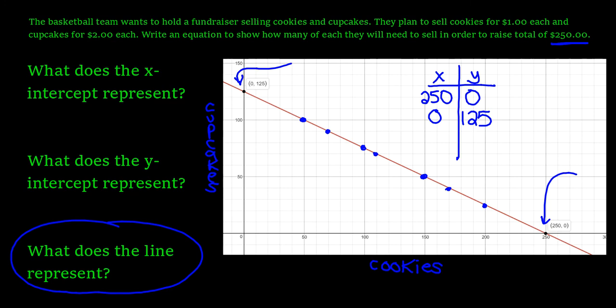What do these other points represent? Well, let's take a look at it. Let's look at this point right here. And we look at what that x and that y is. It's telling me that one option is I could sell 150 cookies with 50 cupcakes. Well, does that make sense? 150 cookies would be $150, and 50 cupcakes, since they were $2 each, would be $100 more. That's going to also sell $250. So what does this red line represent? It represents every possible combination of cookies and cupcakes that would add up to $250. Cool. So that is it for this first question.